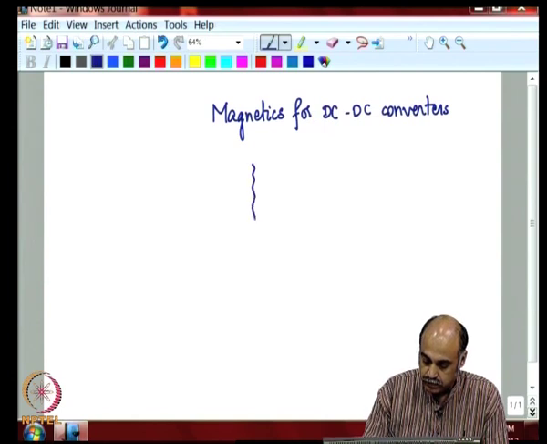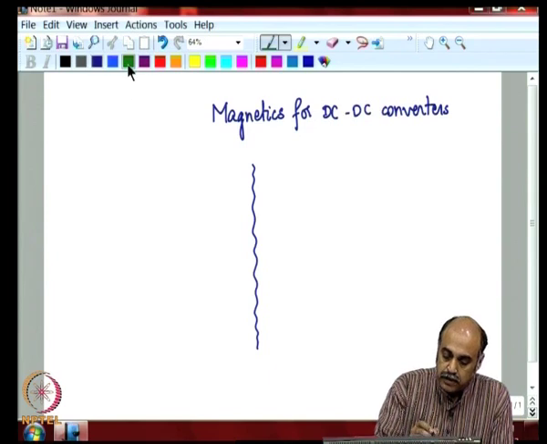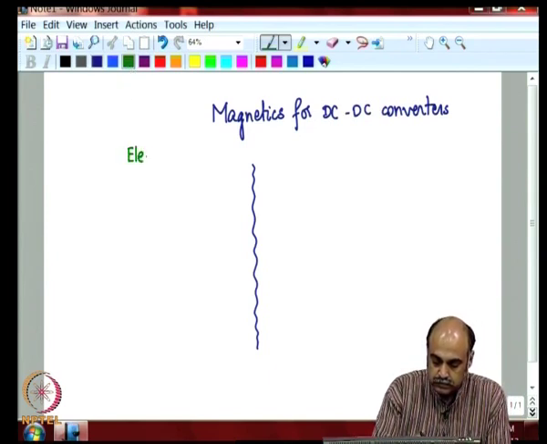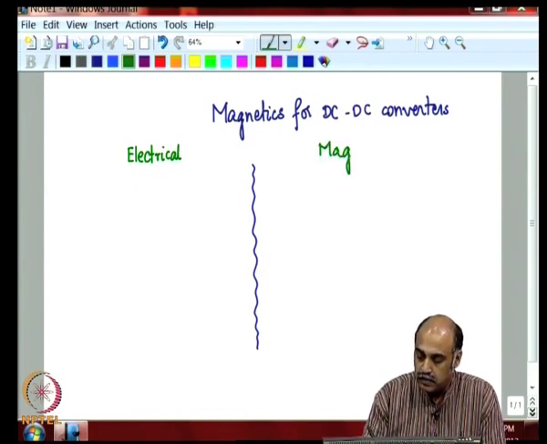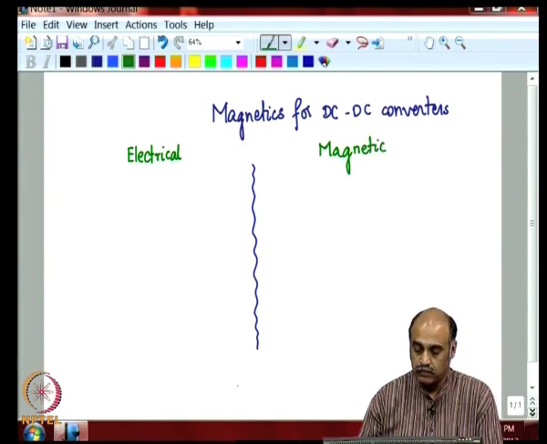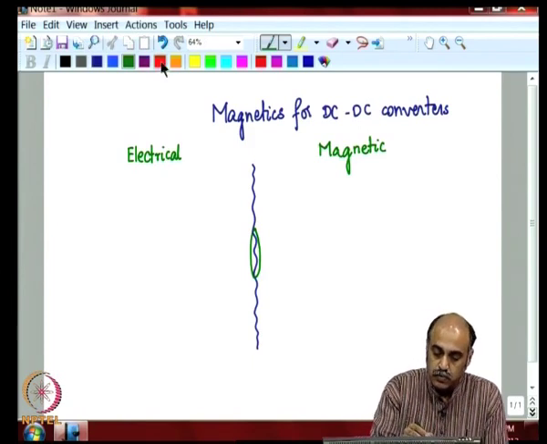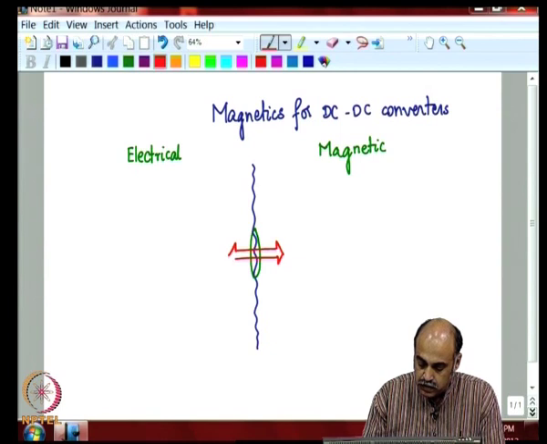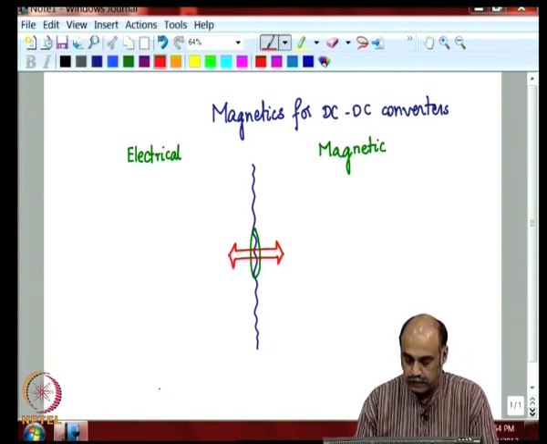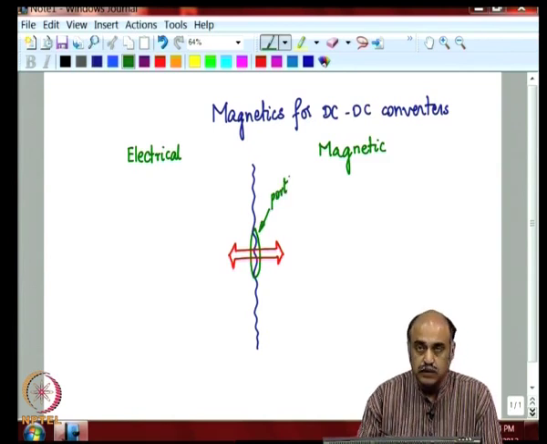So, let us see the magnetic components from two viewpoints. One viewpoint is the electrical, and the other is the magnetic domain. Now, these two are tightly interfaced and they interact through a window through which there is energy transaction. So, let us say we call this the energy port or the power port.